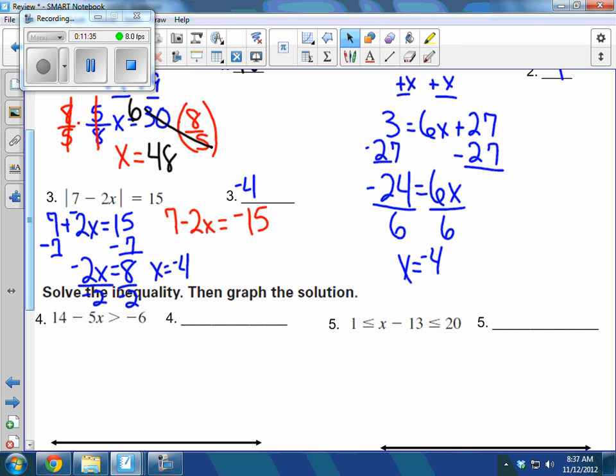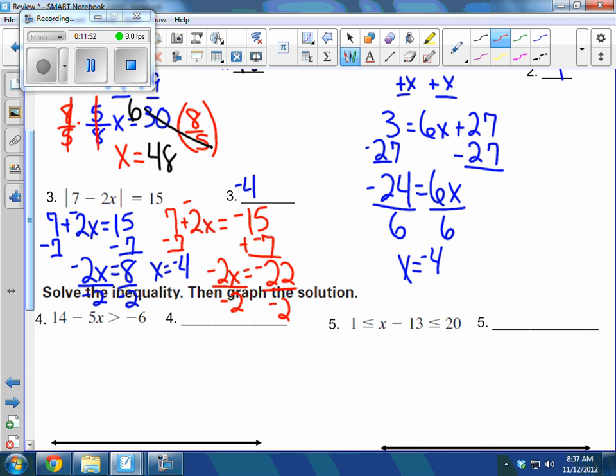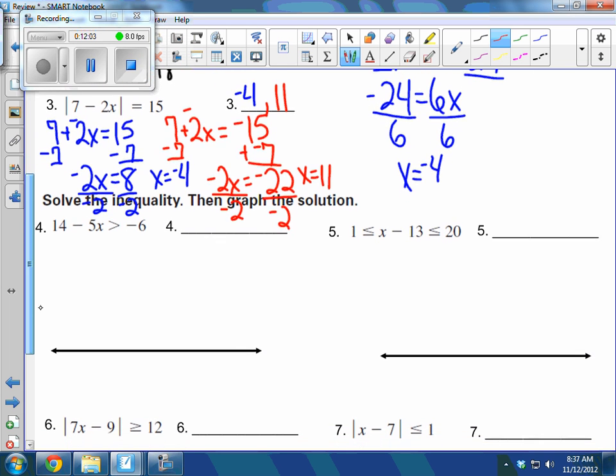Now in the red problem, my steps are going to be the same. I'm going to go ahead and add the opposite. I want to subtract 7 first. So on the left side, I get -2x. Over here, I'm going to add the opposite with that -7 so that you can see I get -22. And now when I divide by -2, I get my final answer of 11. So I have two answers. -4 is one, and 11 is the other. All right. Let's go to number 4.